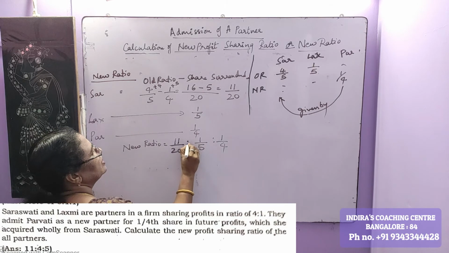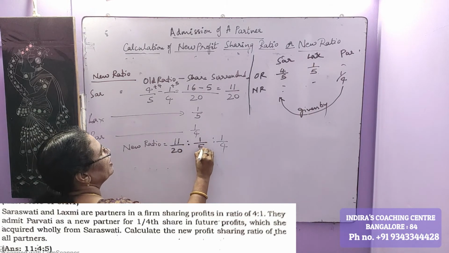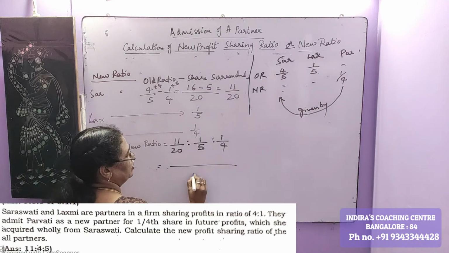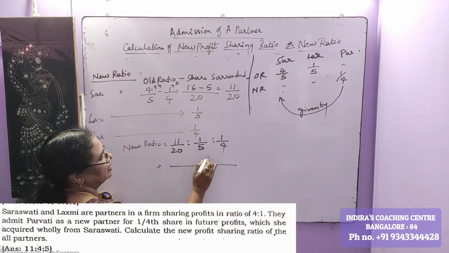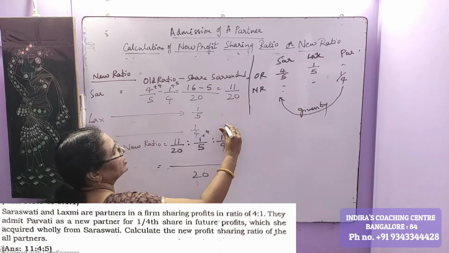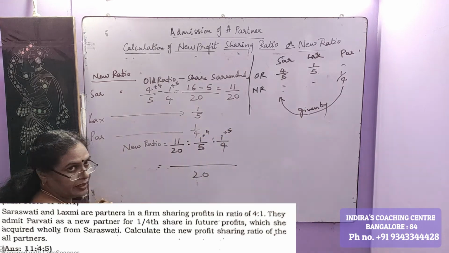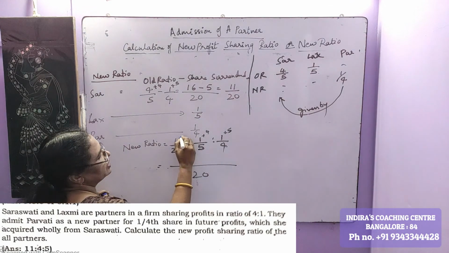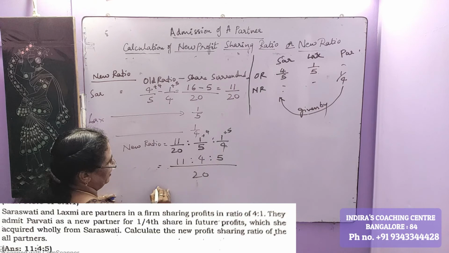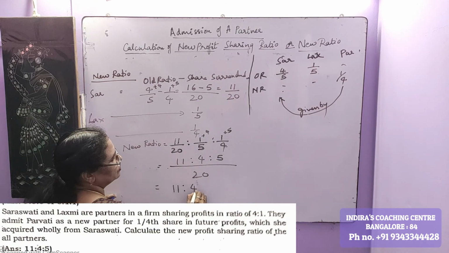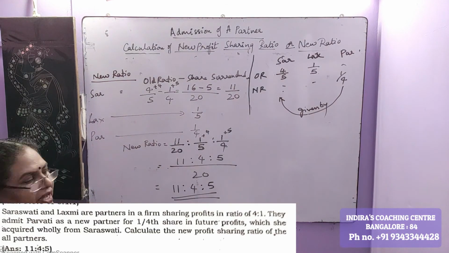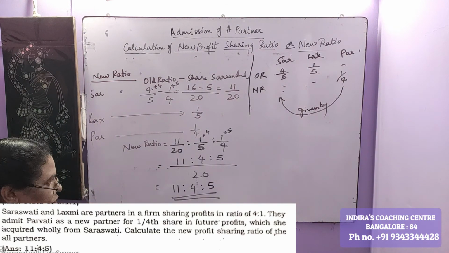11 by 20 is to 1/5 is to 1/4. LCM would be 20. To make this 5 as 20, you have to multiply by 4. 4 as 20, multiply by 5. So this remains as it is. 11 is to 4 is to 5. 11 plus 4 plus 5 is giving you 20.